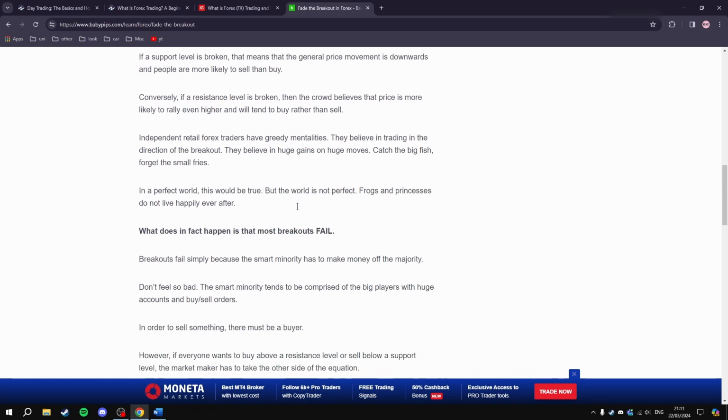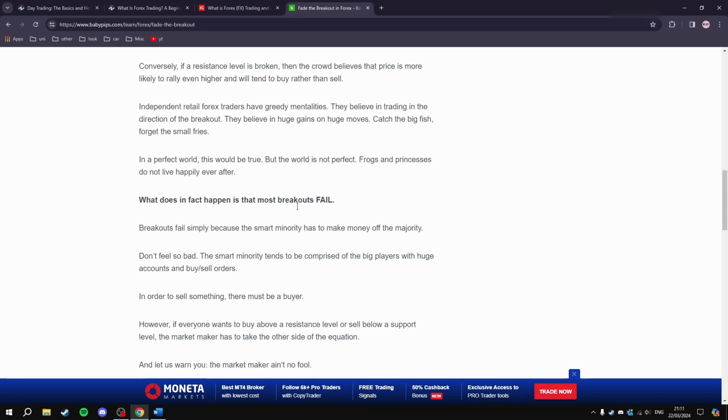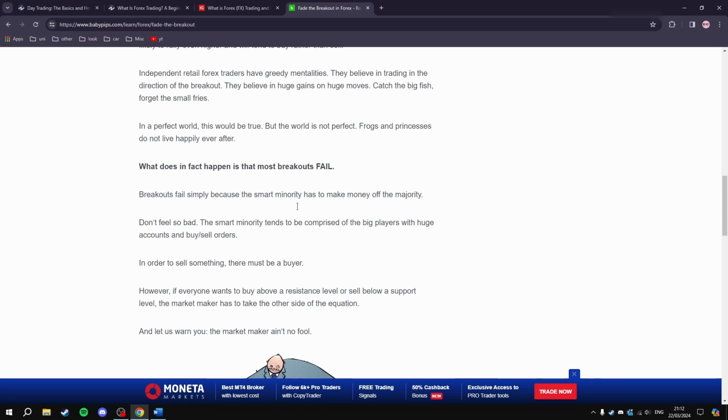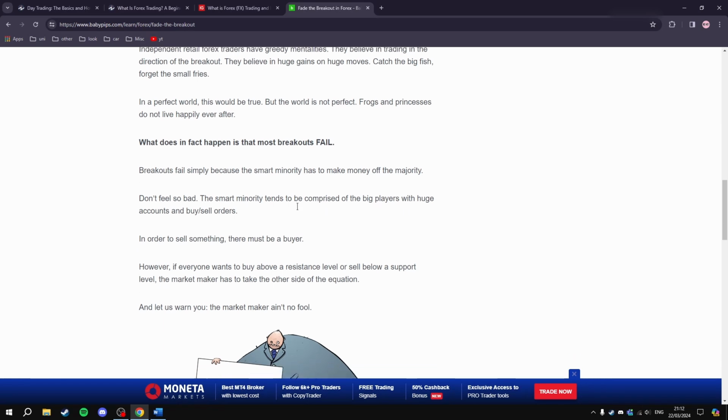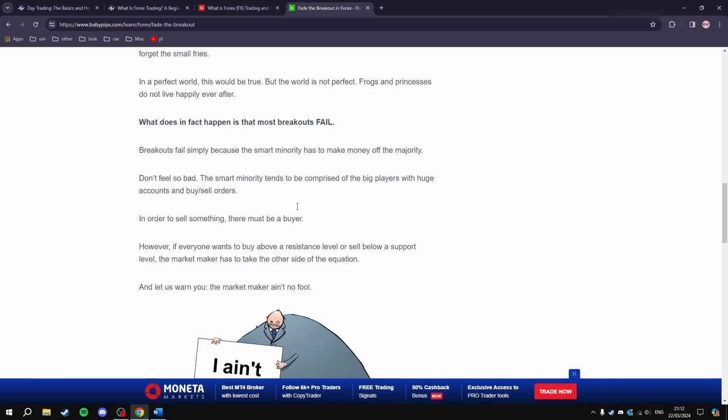If the support level is broken, that means the general price movement is downwards and people are more likely to sell than buy. Conversely, if a resistance level is broken, then the crowd believes that the price is more likely to rally even higher and will tend to buy rather than sell. Independent retail Forex traders have greedy mentalities. They believe in trading in the direction of the breakout. They believe in huge gains on huge moves. Catch the big fish, forget the small fries.